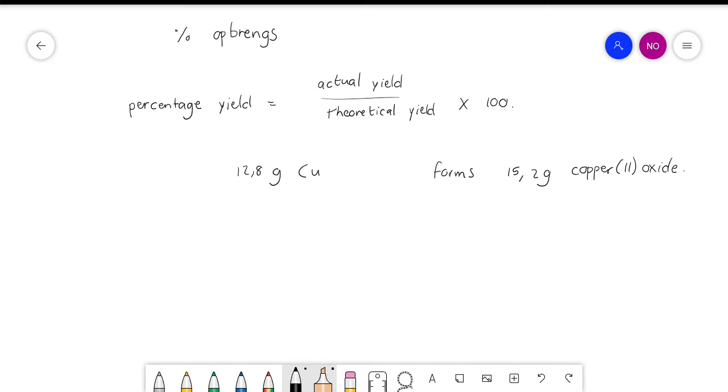Okay. First thing they ask is write the balanced equation of this. So we've got copper plus oxygen forms copper oxide.